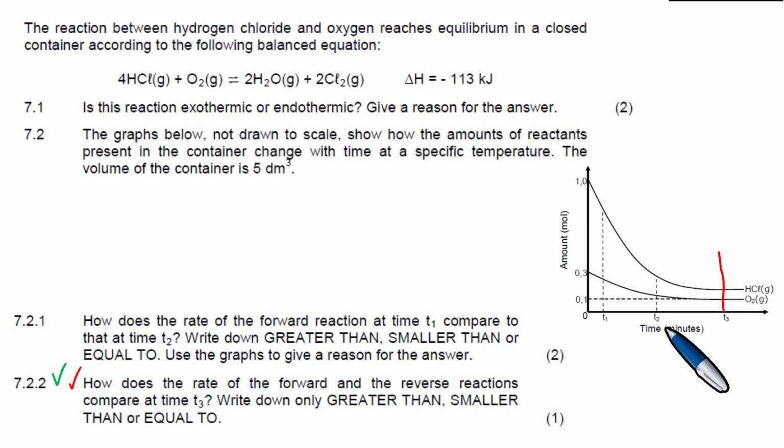We can see that the graphs are both level. HCl has leveled up, and the O2 has leveled up. So these are equal to each other, so you can say equal to. How do we know? Because you can see the level here. The rate was much faster before, but now the rate is constant. So the rate of the forward and reverse reactions occur at the same rate. Constant. Okay, next question.